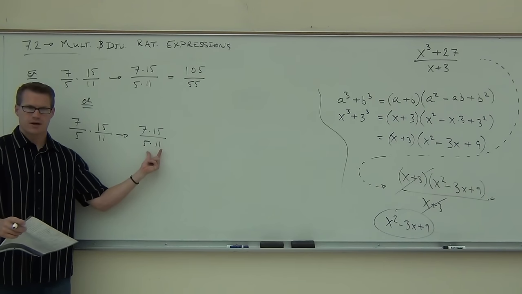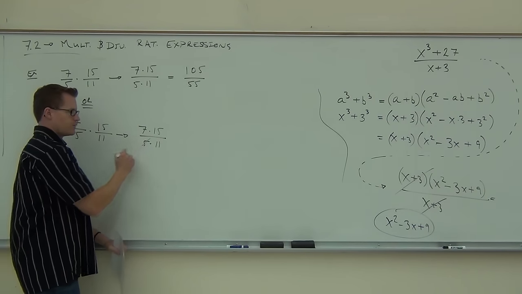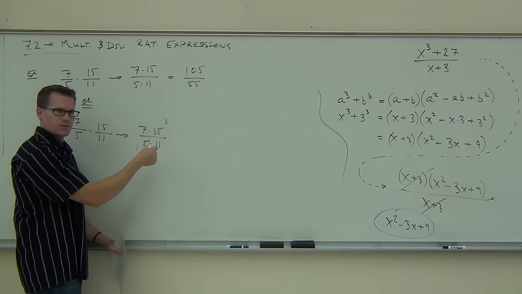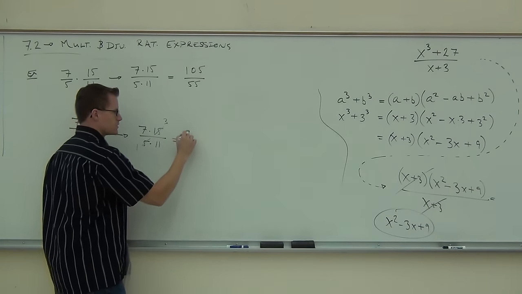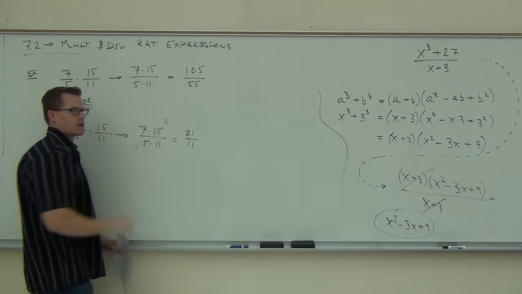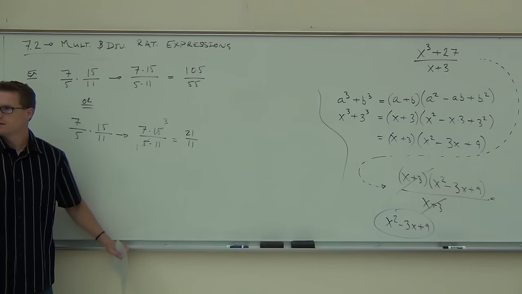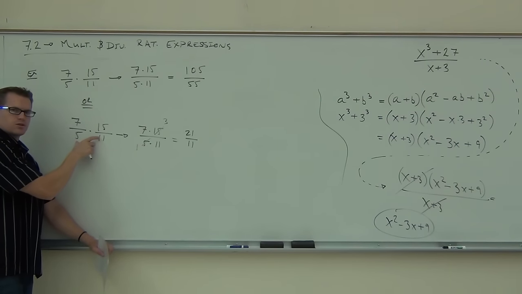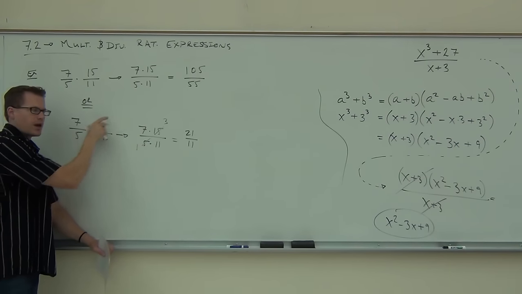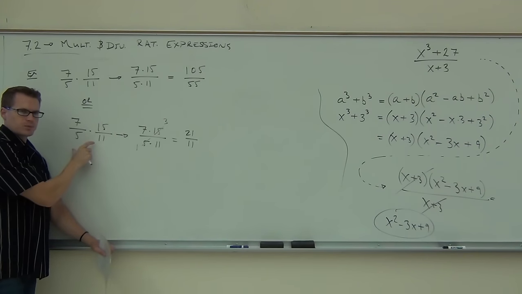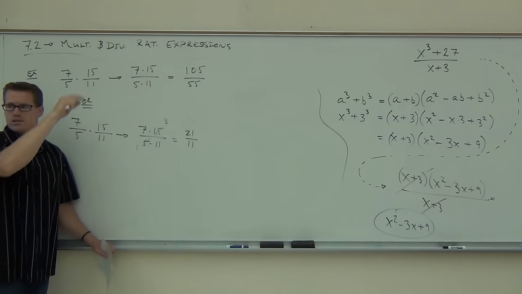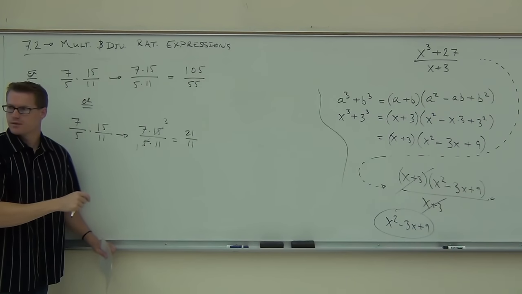We can simplify common factors. So the 5 becomes a 1, 15 becomes a 3. This is what you're used to, right? And you get 21 over 11, which is a lot easier than doing that. But notice that the process here is, when you write two fractions being multiplied together as one fraction, you change it from a multiplication problem to a simplification problem, and then we're back to the 7.1 step that we just finished doing. That's it.